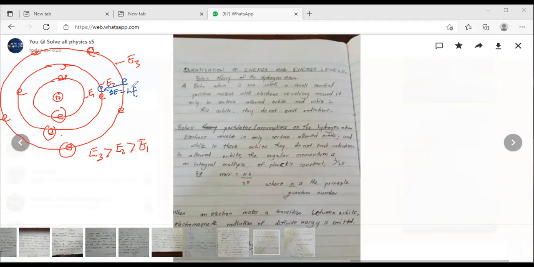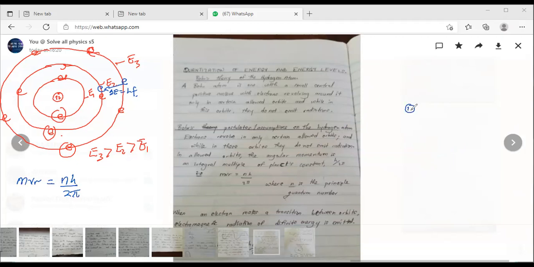Radiation. The second one: in allowed orbits, the angular momentum is an integral multiple of nh over 2 pi, not wavelength. Wavelength is for X-rays. So the second one says angular momentum is an integral multiple of nh over 2 pi. What do we call angular momentum?